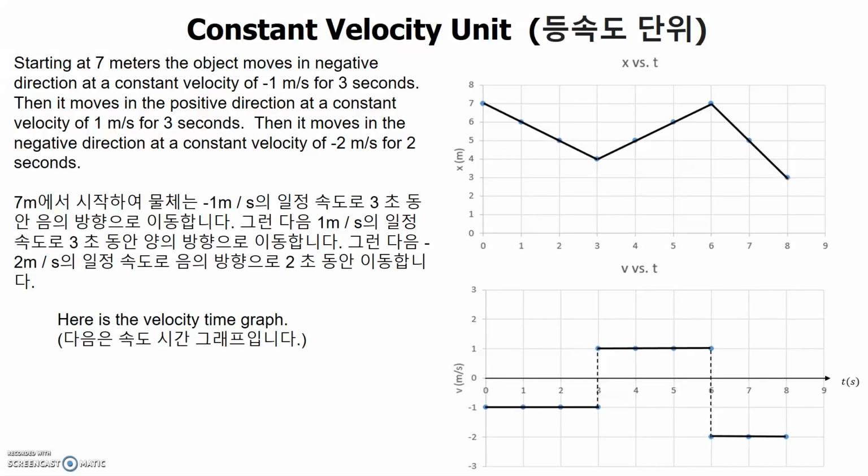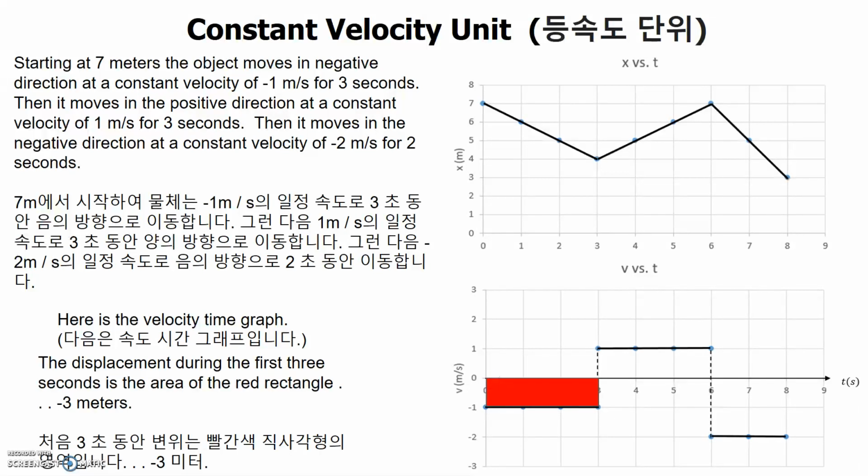Let's find the displacement by looking at the area for the velocity time graph. The displacement during the first 3 seconds is the area of the red rectangle, which is negative 3 meters.